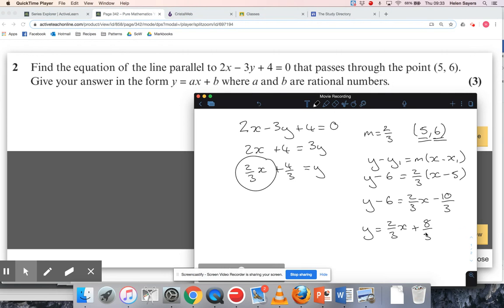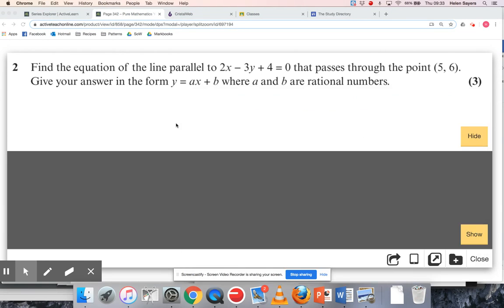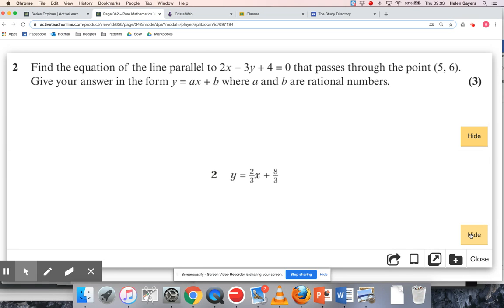So it just said A and B are rational, so the fact they're fractions is absolutely fine. And let's just check our answer. Brilliant.